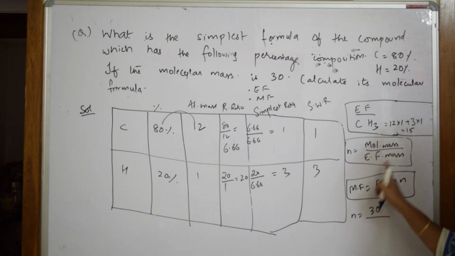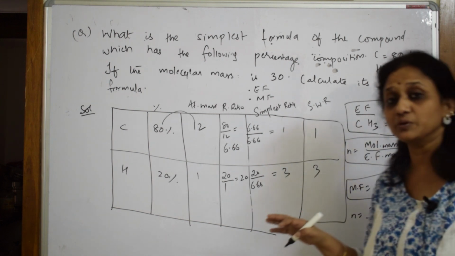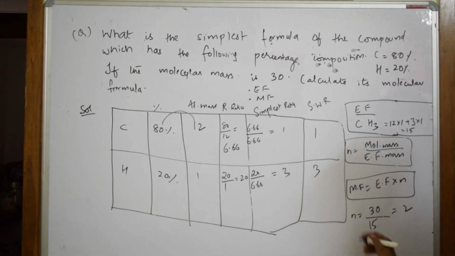Molecular mass 30. I'm calculating this one. After calculating this one, I'm going to substitute in this. So 30 divided by 15, I get an answer of 2. Now I've got the n value. It varies with every numerical, isn't it? Now take that n, substitute in this. So this is your friend.